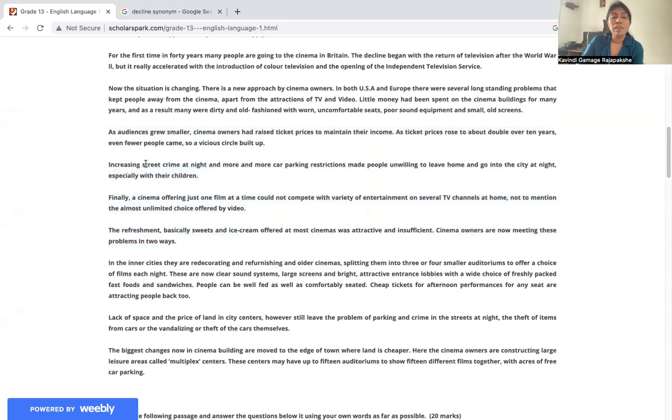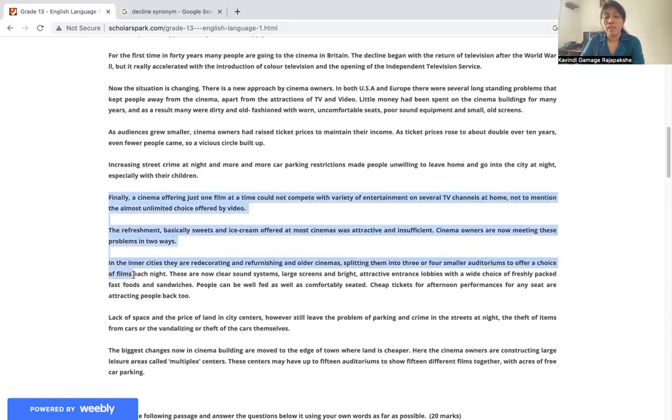Then it says, not only the increased ticket price, but also increased street crime at night. Parking restrictions made people unwilling to leave home and go into the city at night, especially with their children. Then you can say moreover, you can add the whole thing, not only the ticket price. Moreover, the increase of the ticket prices, street crimes and parking problems. Don't say parking restrictions because that is what is given in the passage. So let's say parking problems become reasons for this decline. Then the next part, let's see.